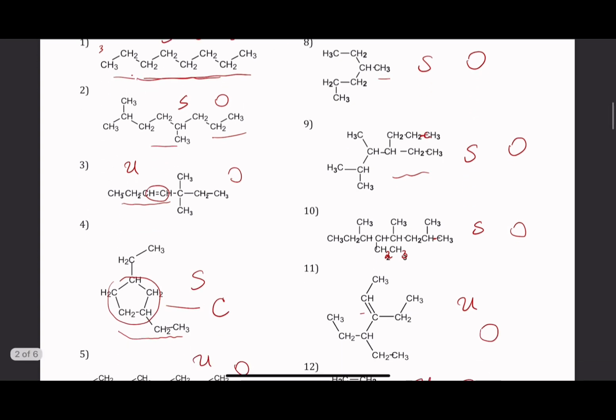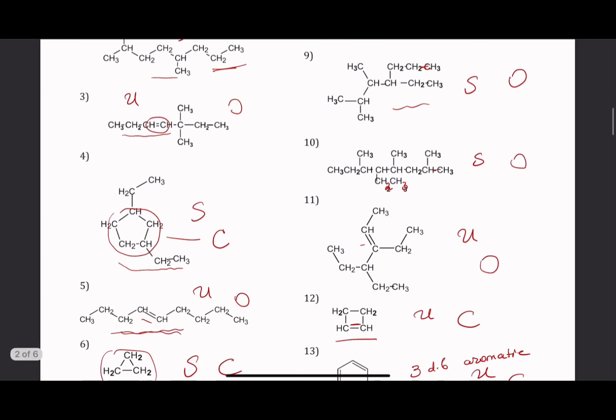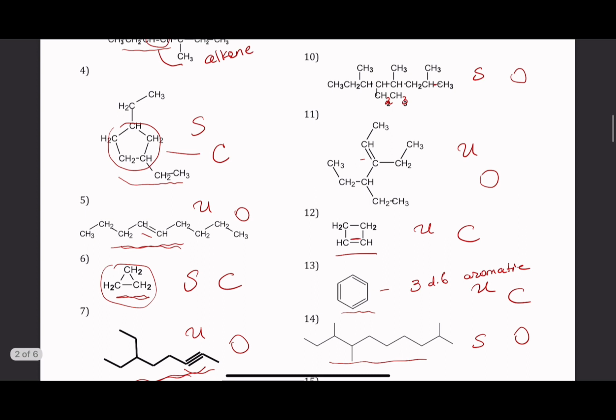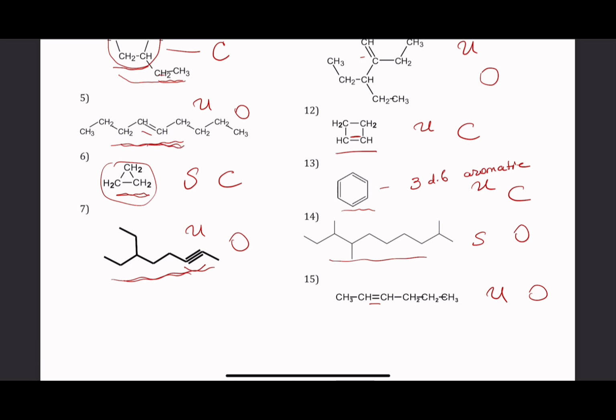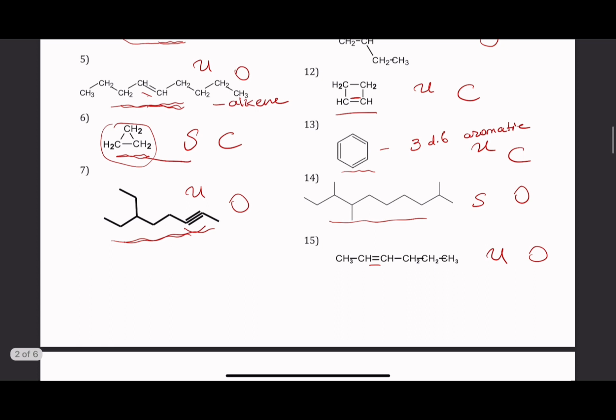This one is an alkane as well for the same reason: only single bonds. Because I have a double bond here, it'll be an alkene. And this one here has single bonds, but we have this cycle in here, so it'll be a cycloalkane. This one has a double bond here, it is an alkene. And we have a cycle here, so it becomes a cycloalkene.